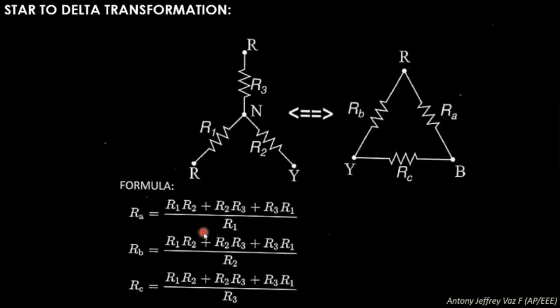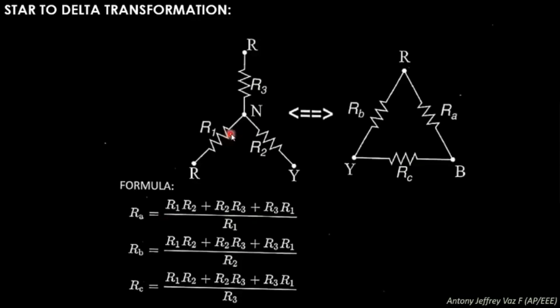Star to delta transformation. I ask you to write down this formula in your notebook. This is the star connected load. If you need to convert a star connected load into a delta connected load, please copy this slide into your notebook. This is the R connection and this is the neutral point. Here is Y and here is B. RYB, this thing is converted into delta connected load. To do this, you need to use this formula.